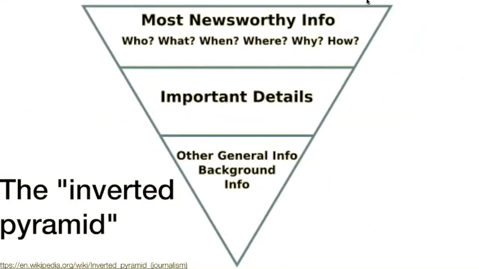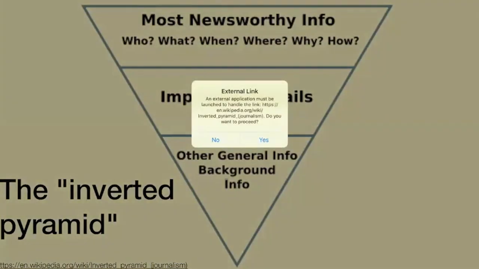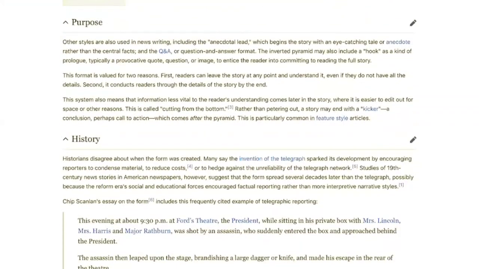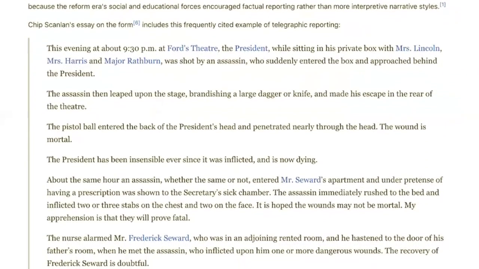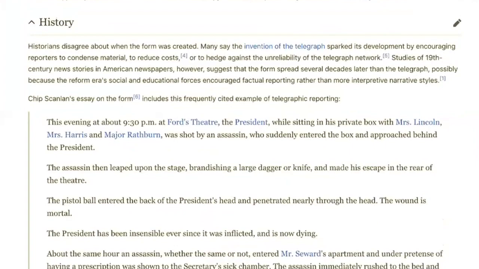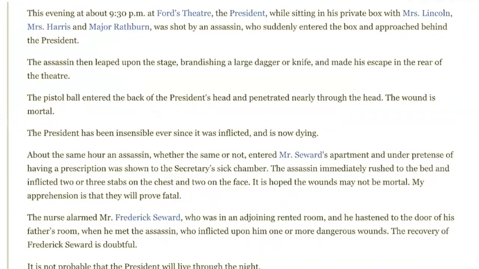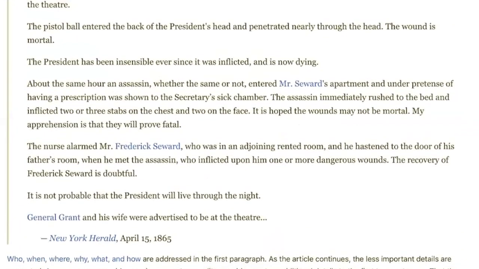So the first thing is this idea of the inverted pyramid. I just pulled this image off of Wikipedia. And this is an old journalistic structure. I should know how long it's dated back to. Probably Wikipedia would tell me. Like the 1800s, I feel like. History, 19th century. News stories about the assassination of President Lincoln. I guess that's a frequently cited example, so 1865.